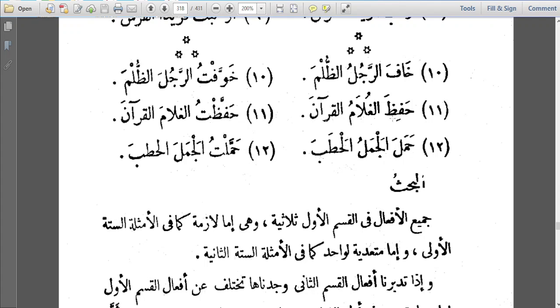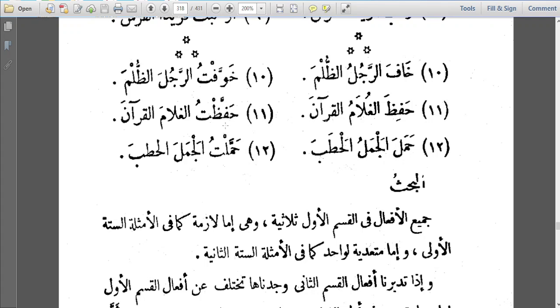We have here حفظ الغلام القرآن. The boy memorized the Quran. The fi'l is already muta'addi. All the af'al here are muta'addi already. They require a maf'ul bihi. And then we now have the tad'if here. حفظت الغلام القرآن. I made the boy memorize the Quran.